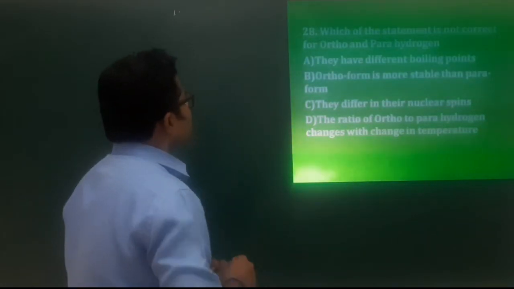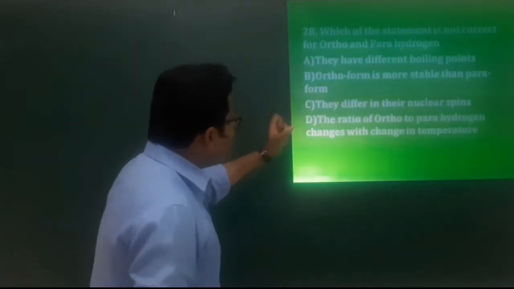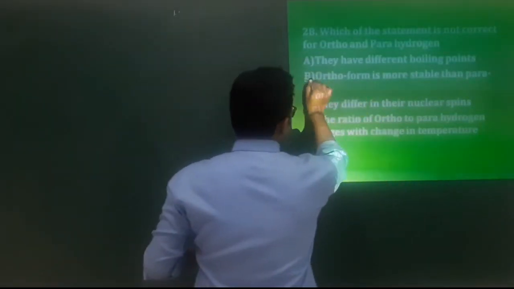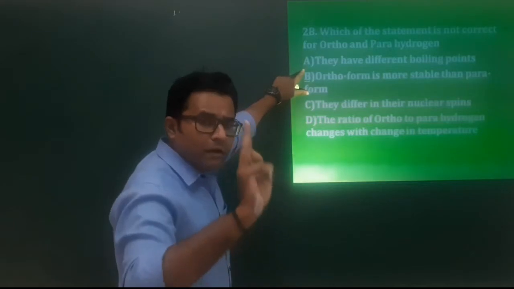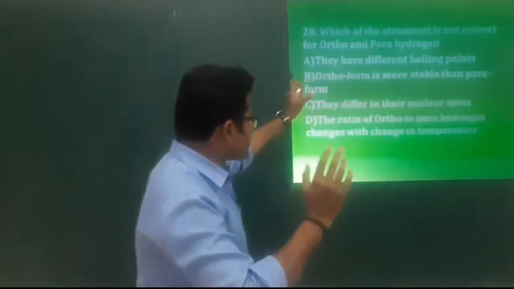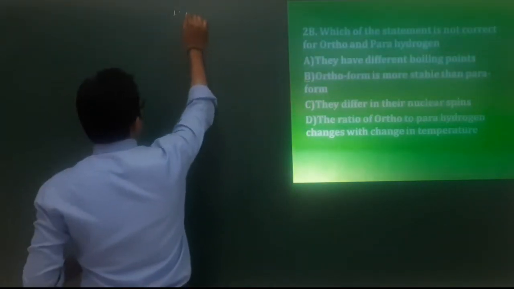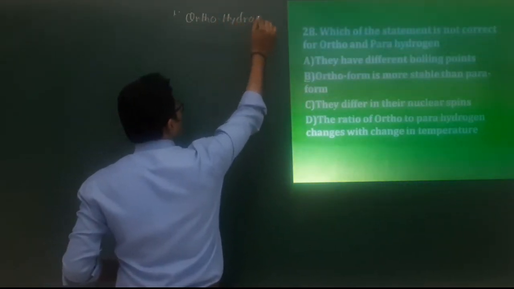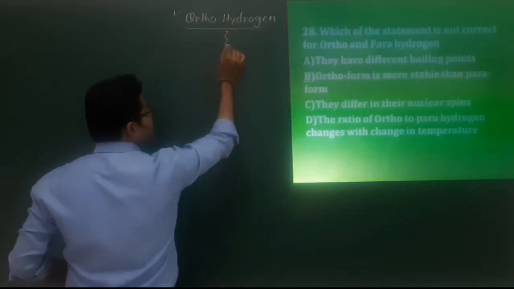Option A, they have the same boiling points, which is actually correct. Option B, ortho form is more stable than the para form. Now if you observe, in option A, both of them have the same boiling point because both of them at the end are hydrogens. But where stability is concerned, one thing that we have to remember is that ortho hydrogen is more stable than para hydrogen.